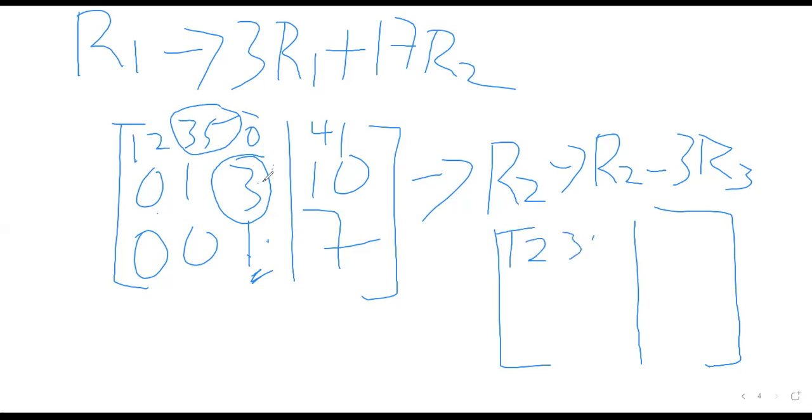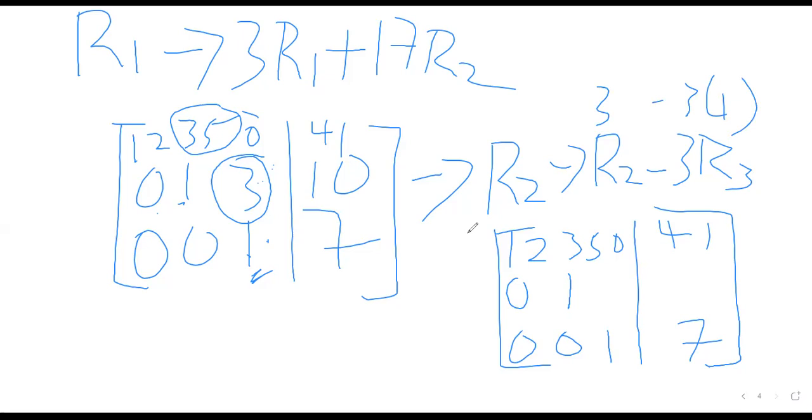12, 35, 0, 41. I'm changing row 2, so I'll leave row 2 there. So 0, 0, 1, and then 7. Those are the ones. So now 0 minus 0, 3 times 0 is 0, and then 0 minus that 0 is still 0. So 1 times 1 is 1 here. 1 minus 3 times 0 is still 1. And then 3 is here. 3 times 3 minus 3 times 1. So 3 minus 3 is what? 0. So here has been completed.